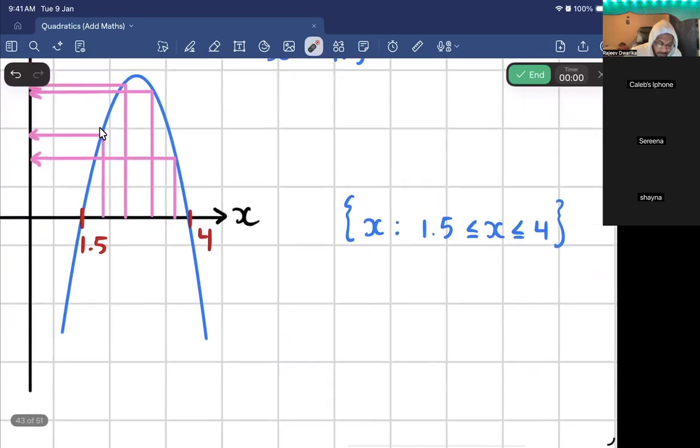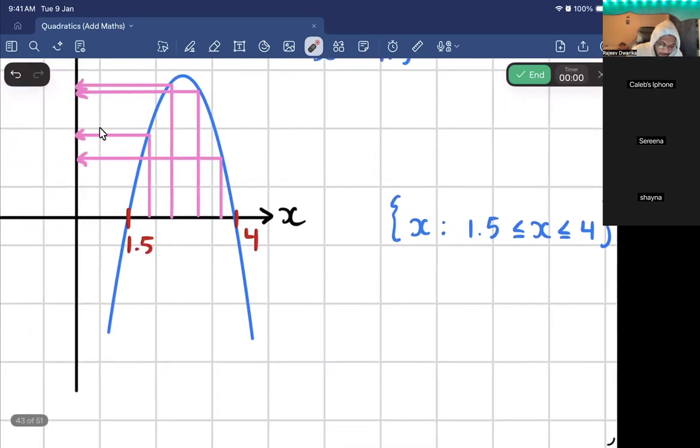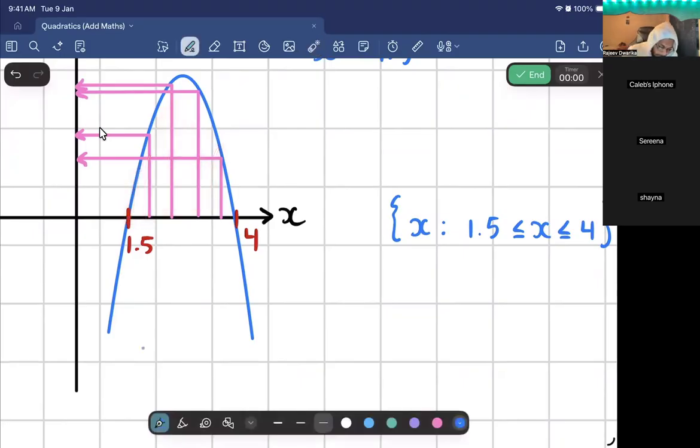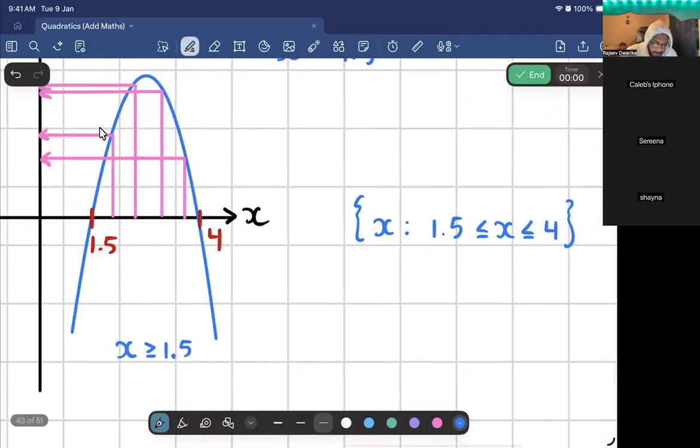Let me show you something. If I take a value here, that would be what? More than 1.5 or less than 1.5? More than 1.5, right? So isn't it feasible for me to write x is more than or equal to 1.5? Yes, sir. I could write that, right?